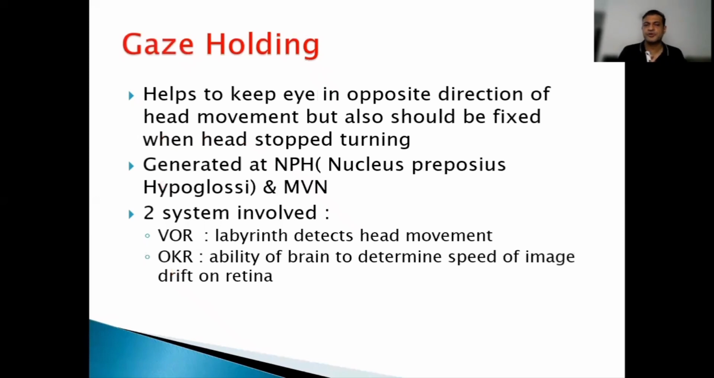Gaze holding is also important, mainly the vestibulo-ocular reflex and the optokinetic reflex help to maintain the gaze. We have not discussed the optokinetic reflex. Just to understand this: when the head is moving, the vestibulo-ocular reflex acts, and when the surrounding is moving, like when we are sitting in a train or seeing a moving object, the optokinetic reflex works and tries to keep the vision fixed as far as possible. So gaze holding is mainly by these two mechanisms together.